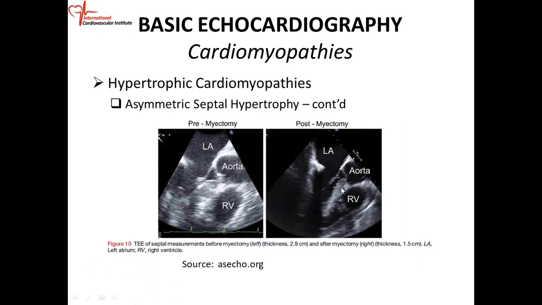If you were to do, say, a myomectomy, you can do either surgical myomectomy or you can do alcohol septal ablation, to reduce the size of the septum, and as a result, reduce the obstruction.